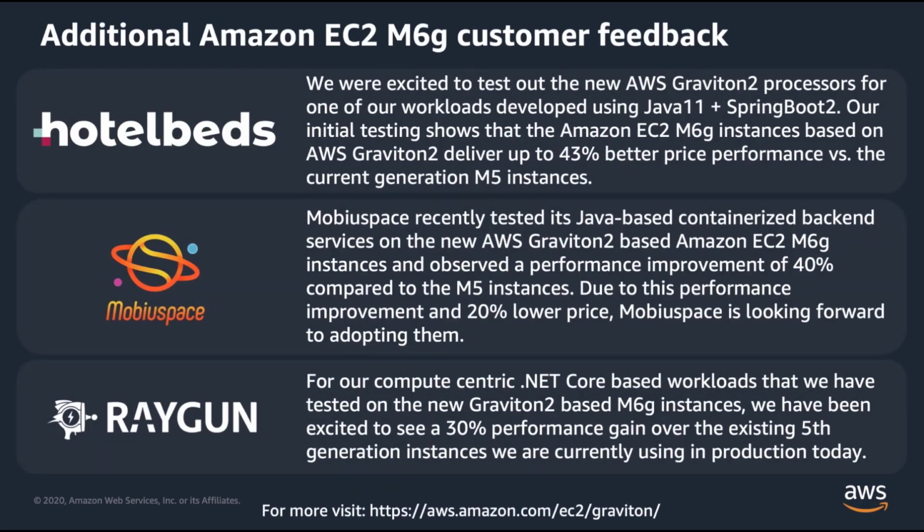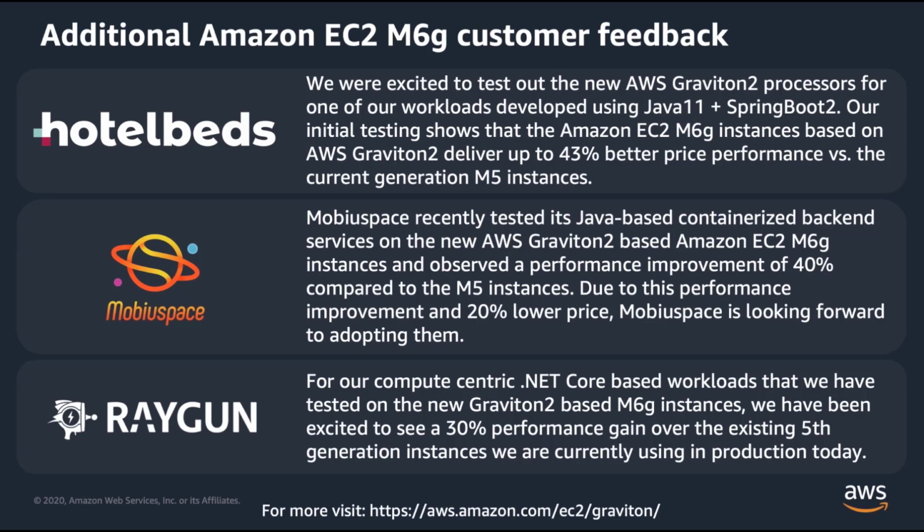There are a large number of Amazon EC2 customers who tested the M6G instances, and here are some of the feedback we received. Our customer AutoBeds was excited to run on the Graviton2 processors. They ran a Java-based workload and got up to 43% better performance on the M6G compared to the previous M5 instances. Mobius Space also tested its Java-based workflow on the Graviton2 based instances, and they observed a performance improvement of 40% compared to the M5 instances, on top of the 20% price discount.